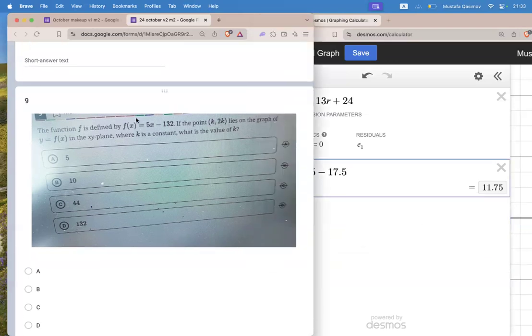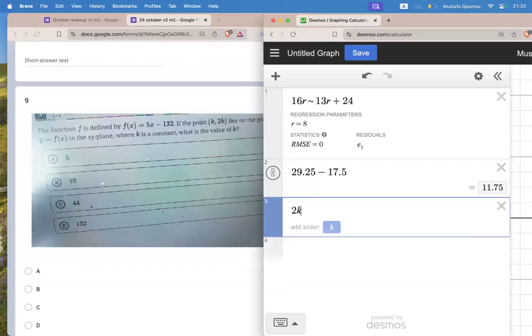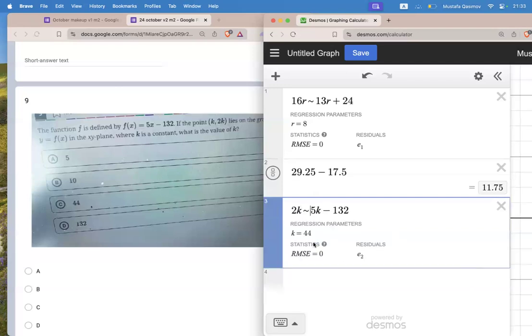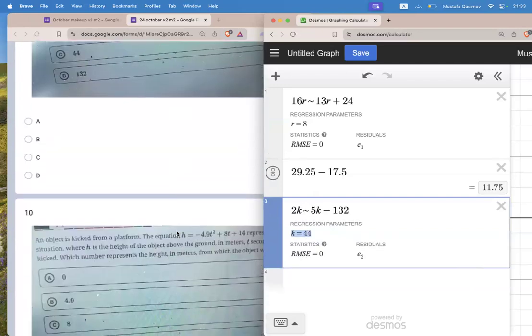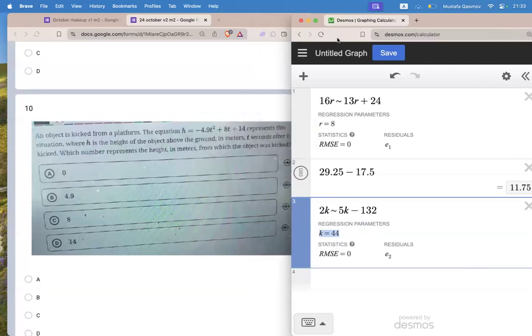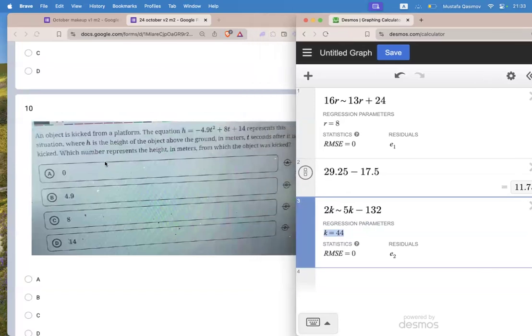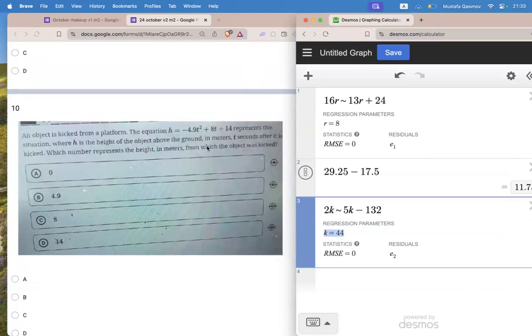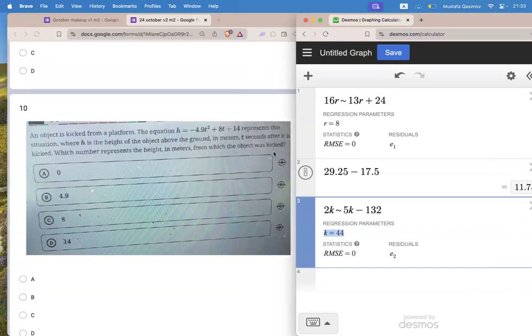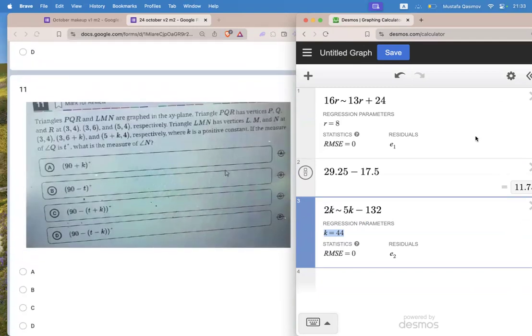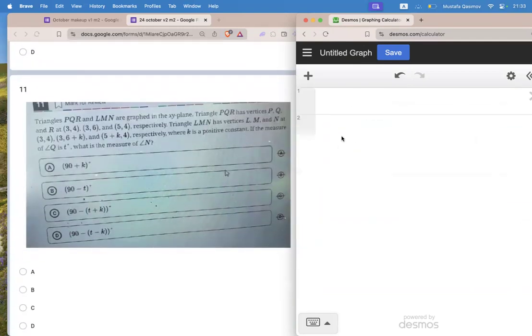Okay, for this one, put it here, 2k is equal to 5k minus 132. Then do it like this, you will get answer 44. Here, because they ask which number represents the height of the object when it was kicked, you have to look for the y-intercept, it is 14. Answer is D. 11.